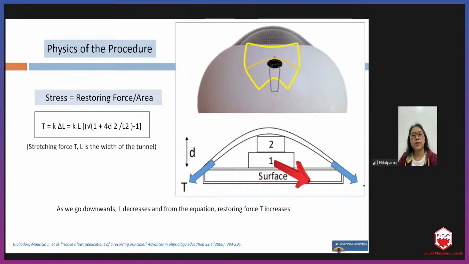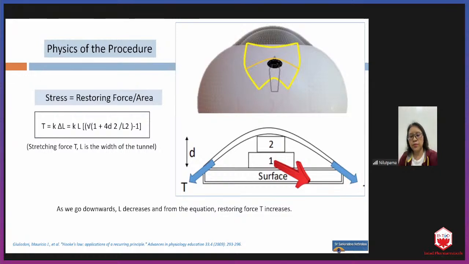So I'll be talking only about the physics of the procedure. Let us take you through a schematic diagram. If you look at the schematic diagram, you will see that the yellow line is represented on the globe. The inner line is the corneal incision and the outer line is the scleral incision. That is the 2 millimeter incision that we are supposed to make in this tunnel.